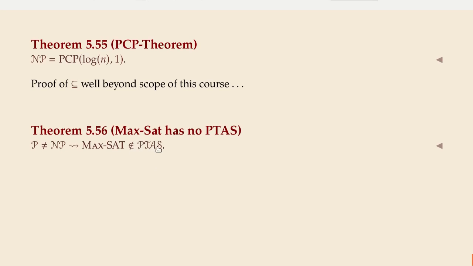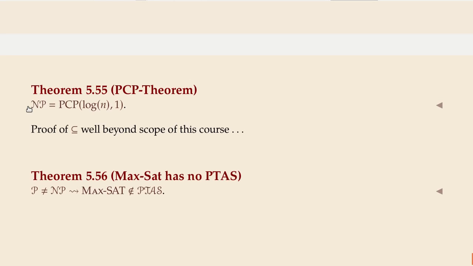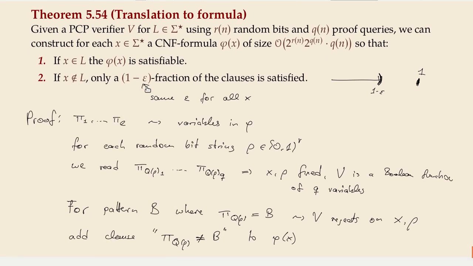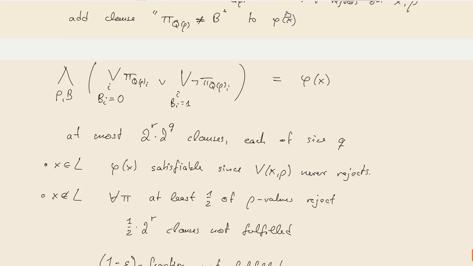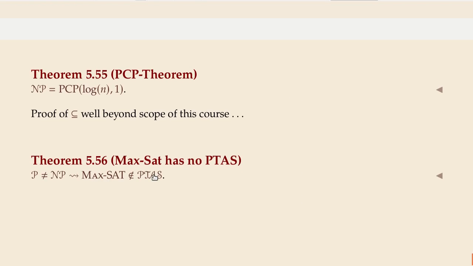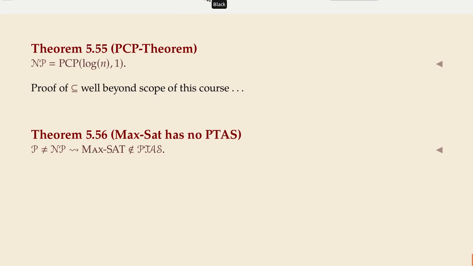But this means that we can't approximate max SAT to an arbitrary degree, because by this theorem, every NP language has a PCP verifier. And this verifier can be translated to a CNF formula with a gap. And that means if I could approximate max SAT with as good precision as I want, I can solve all of NP. I can decide all of NP.